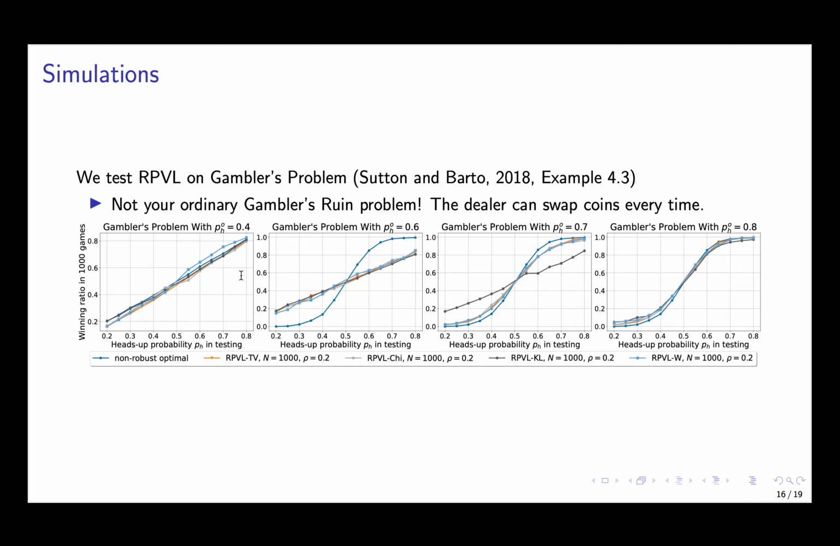Lastly, in the fourth plot, since the uncertainty sets are centered way beyond pH equal to 0.5, all four robust policies converge to the strategy used by the non-robust optimal policy. This tells us an important characteristic of robust policy. If the uncertainty set is well designed so that it includes meaningful adversarial models, then the corresponding robust policy will manifest robustness. This concludes my talk. Thank you so much.